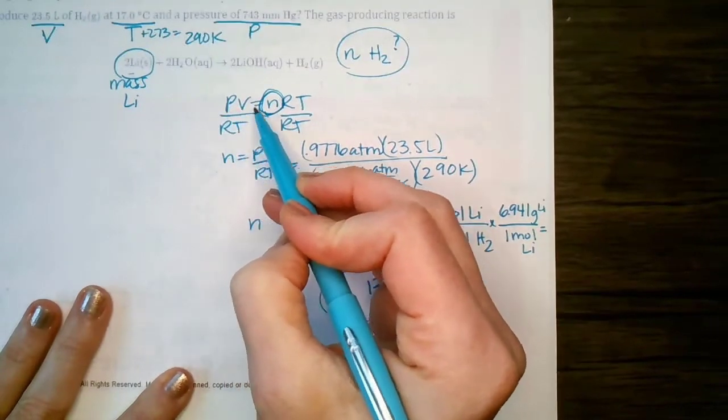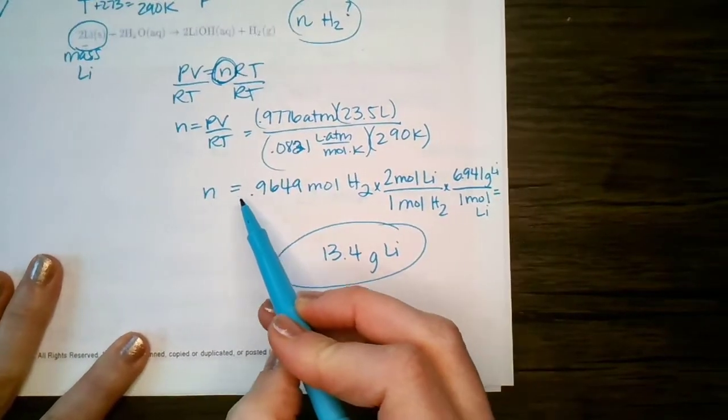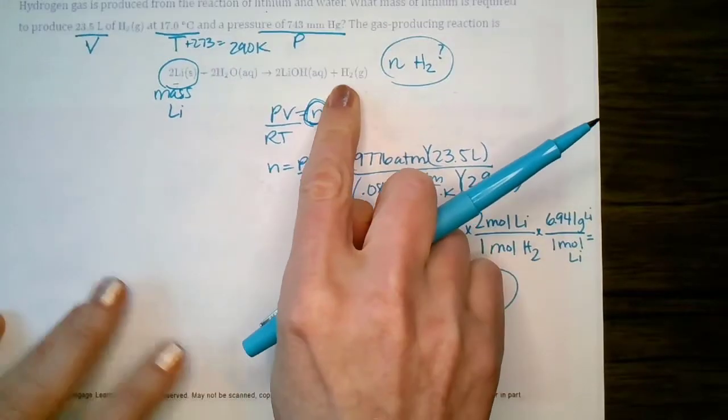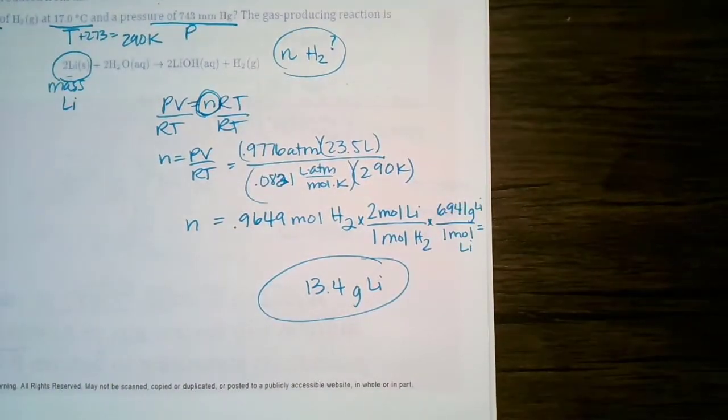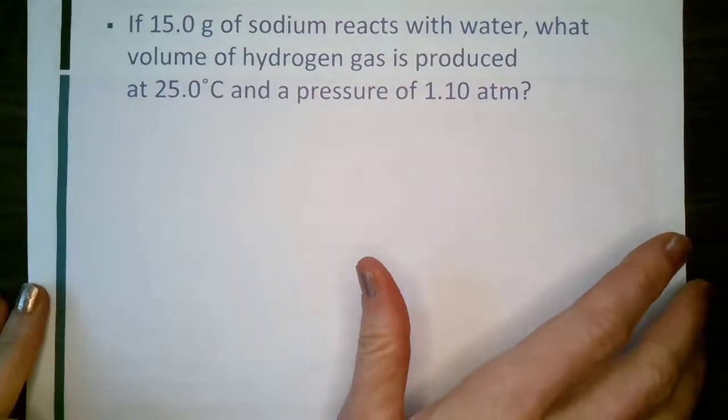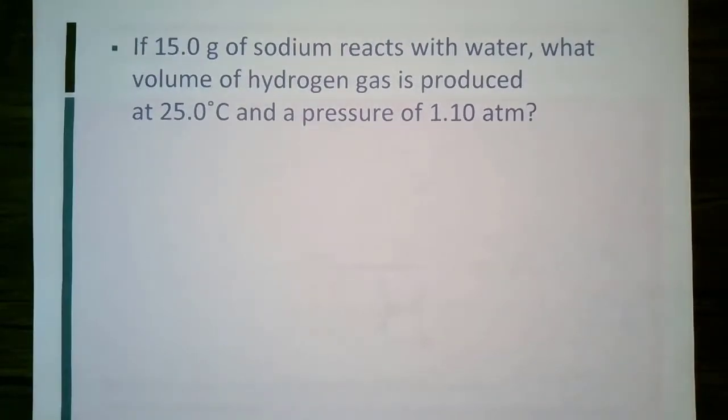I just simply found my n, my moles of hydrogen, using PV equals nRT. So I got moles. I went moles to moles using my stoichiometric ratio, and then moles to grams of lithium.